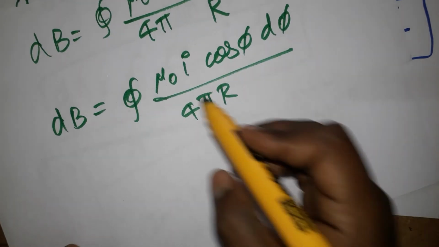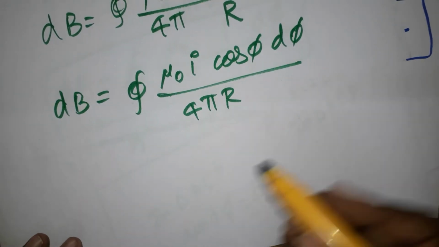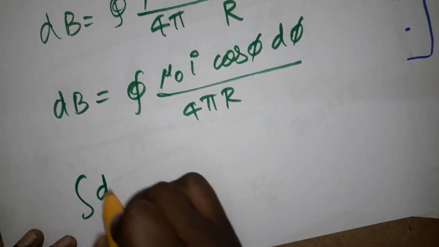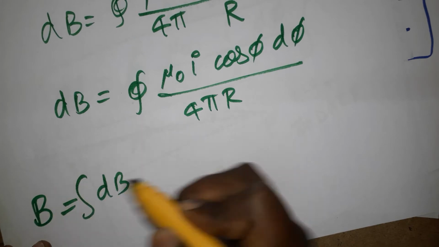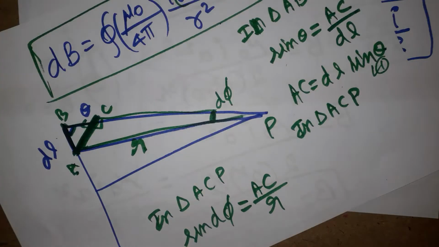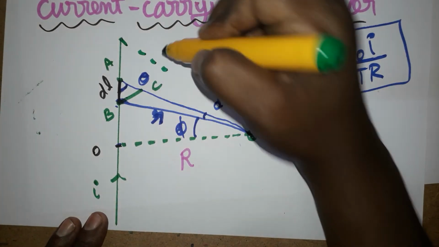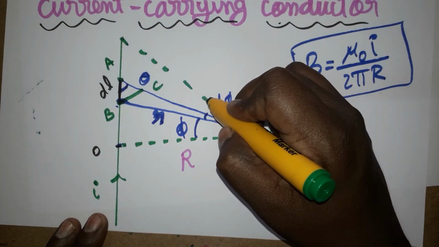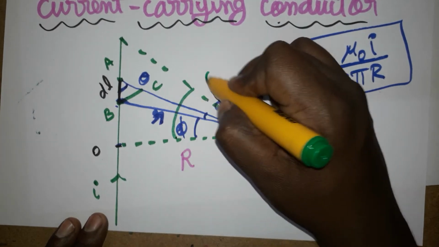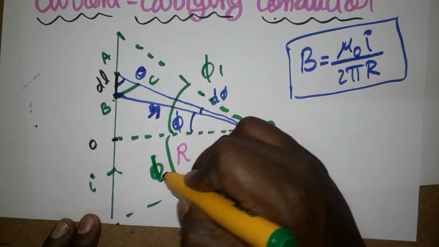Now integration of cos phi is going to be sin phi. Integration of dB is going to be capital B, the magnetic field. From where to where should I integrate? Minimum to maximum point I should integrate. Minimum point I have taken as phi 1 and this one I have taken as phi 2.